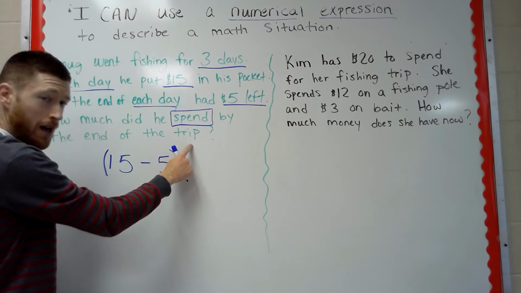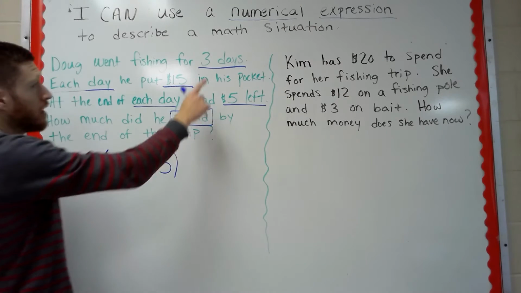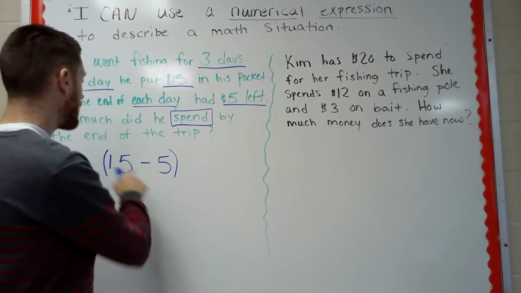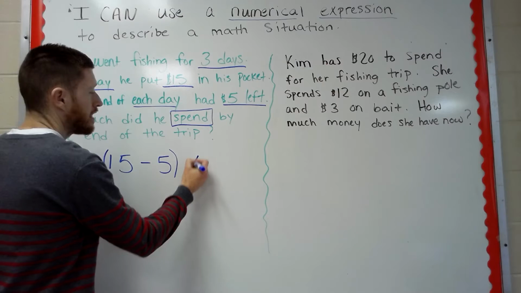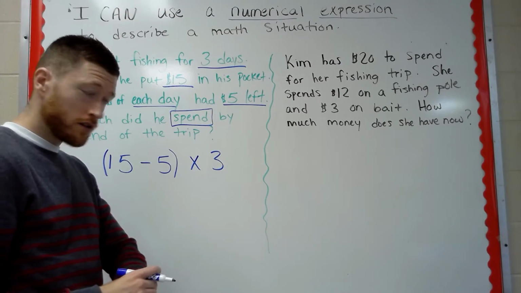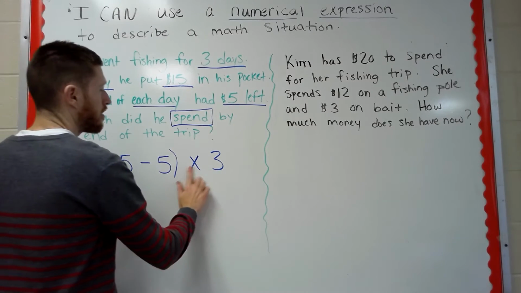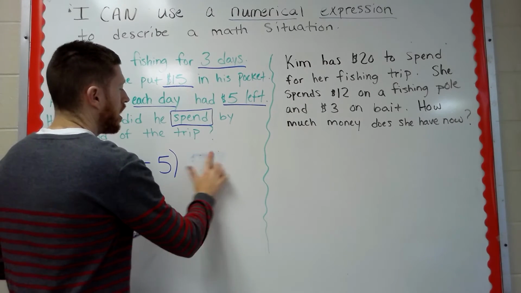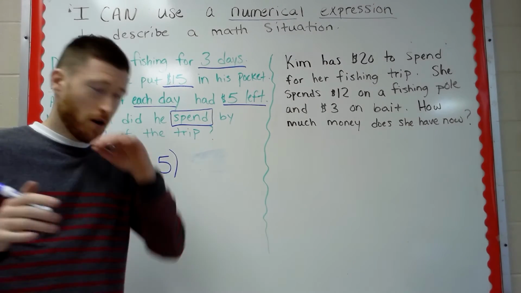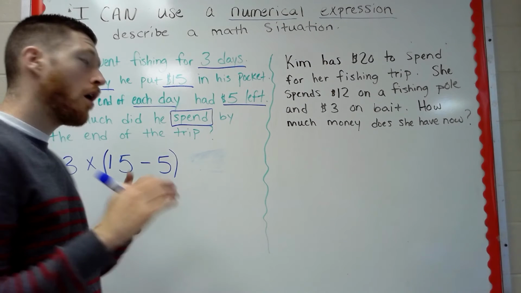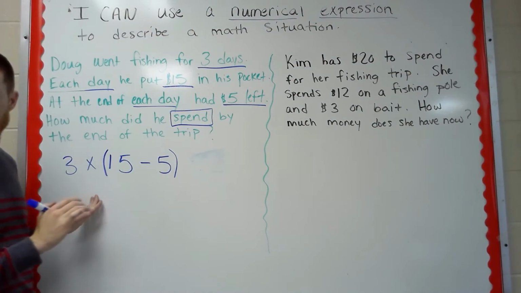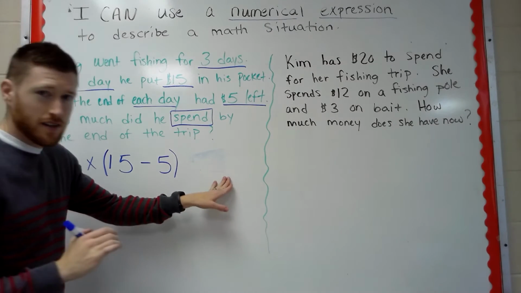The whole trip, if you remember, he went fishing for 3 days. So you could do this one of two ways. You could do 15 minus 5 and then just put times 3 at the end, or you could take the 3 times and put it at the beginning. But either way, if you remember, we talked about this a couple weeks ago, you're always going to solve parentheses first. So it doesn't matter if the 3 times is at the beginning or the end, you're still going to solve that parentheses first.